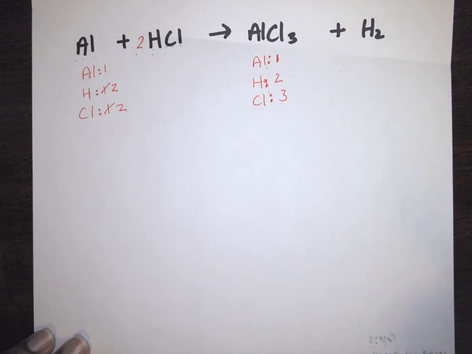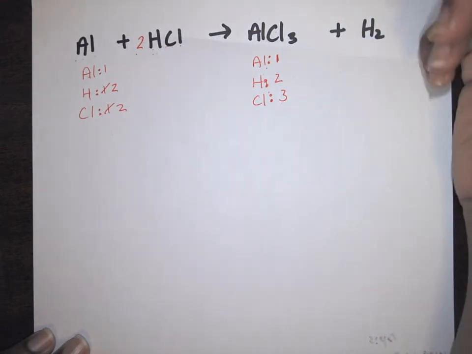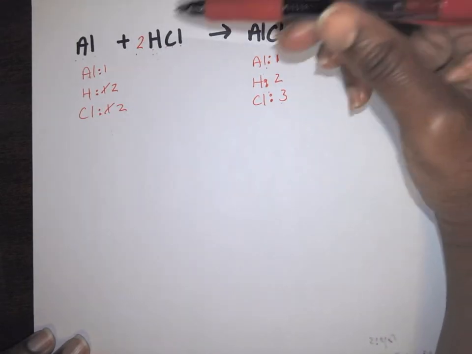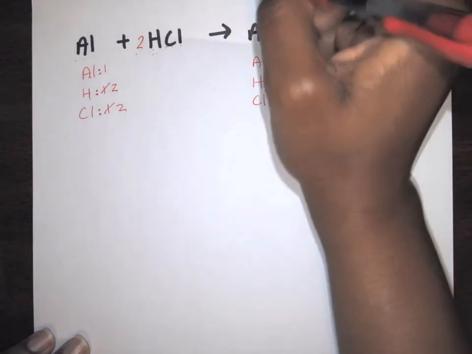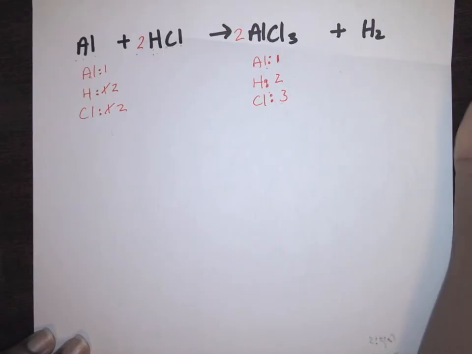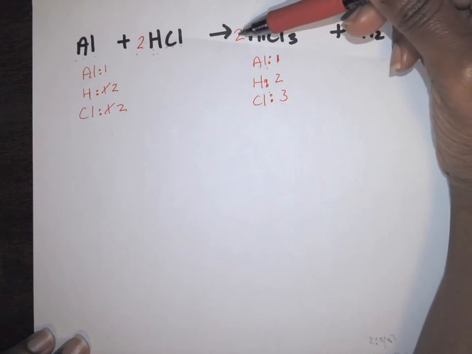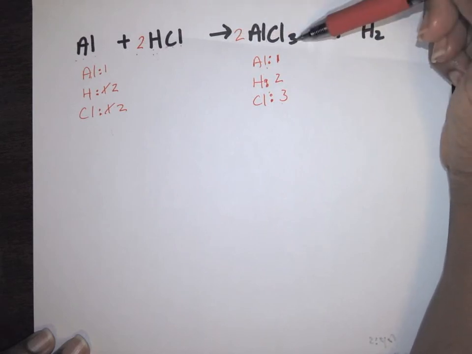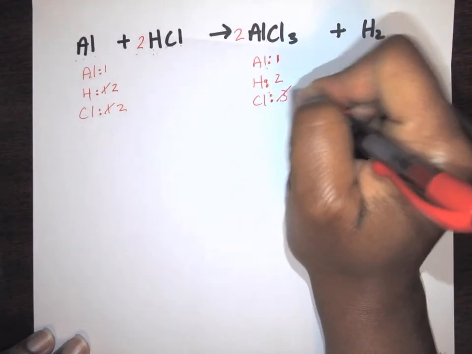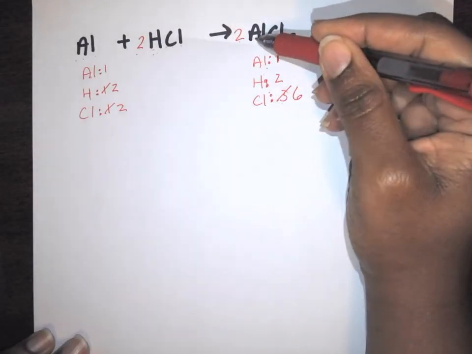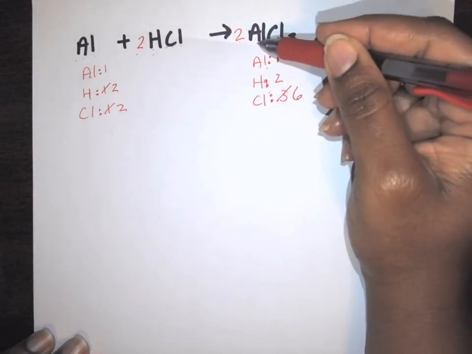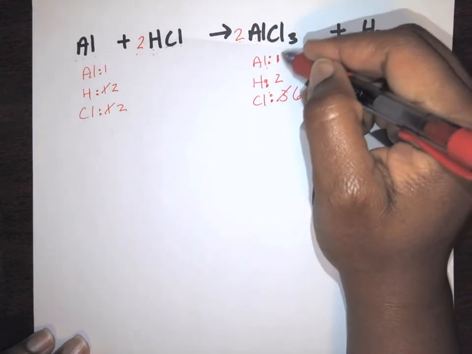Now, if I'm going to make that a 6, notice I have 3 chlorines on this side and 2 chlorines on that side. Well, starting with the product side, I'm going to have to multiply this by 2 in order to get that to be 6. 2 times 3 will give me 6, right? So that's going to become 6. And the aluminum, since I've changed the coefficient in front of aluminum chloride, that number of aluminum has changed as well, so now that's a 2.